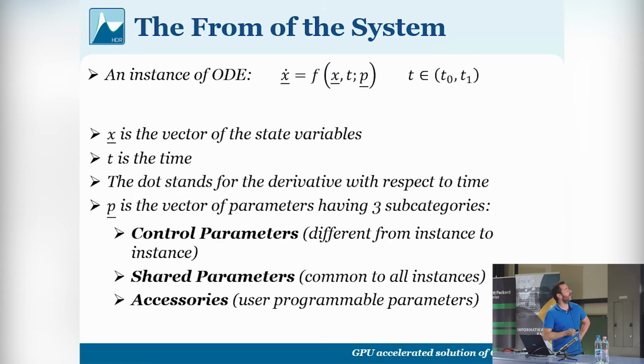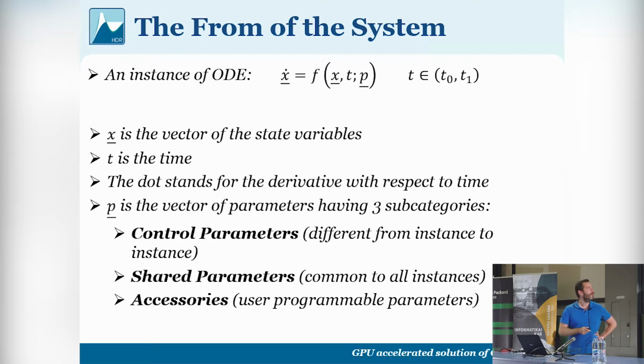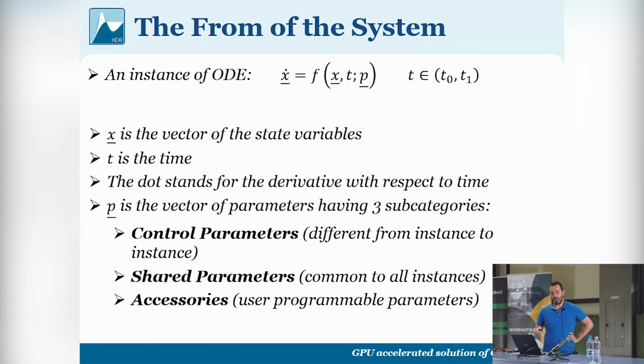Now I distinguish three categories. The first one is the control parameters, which are different from instance to instance. The second type is shared parameters, which are common to all instances. And the last one is a special one. I call it accessories, which are user programmable parameters. I would like to highlight a little bit later why it is useful.